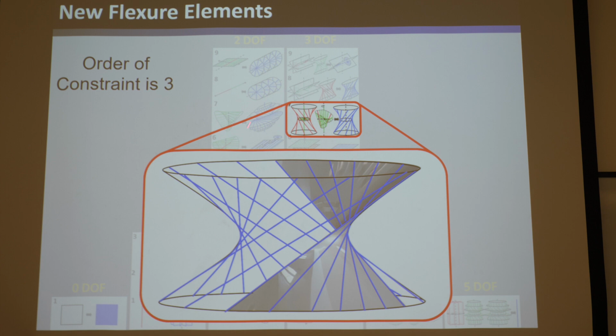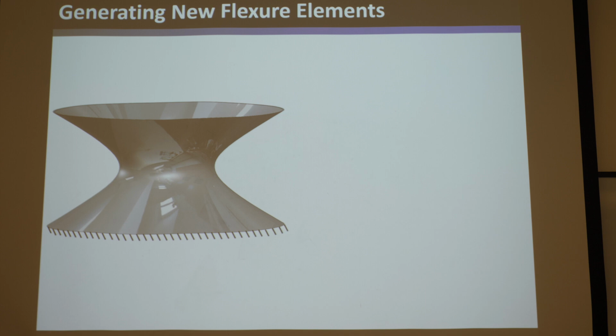Okay, so let me just try and confuse you here. Say we took an entire, this was just a section of a circular hyperboloid. Let's take an entire circular hyperboloid structure here like this, okay?